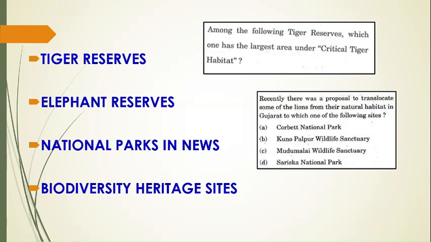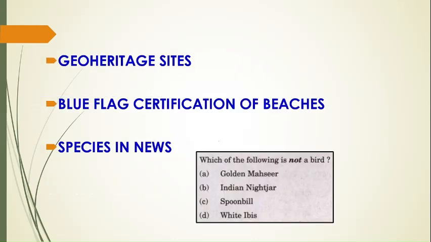Then the next theme is elephant reserves. Then national parks in news. Recently, there was a proposal to translocate some of the lions from their natural habitat in Gujarat to which one of the following sites? Then the biodiversity heritage sites. You'll have to make a note of all these sites and their locations as well. And if there are unique features related to any tiger reserve, national park or biodiversity heritage site, please note them down. Then geoheritage sites, then Blue Flag certification of beaches. Then you will have the species in news.